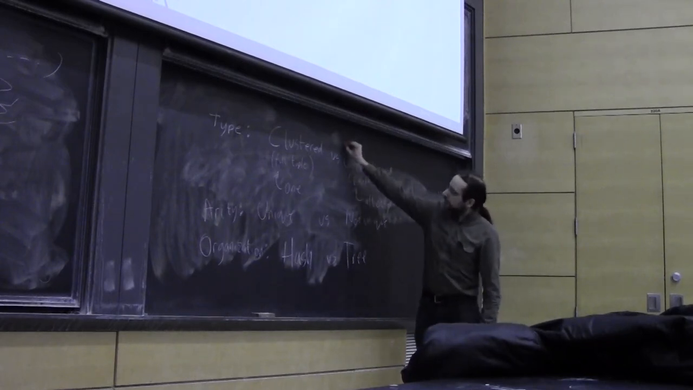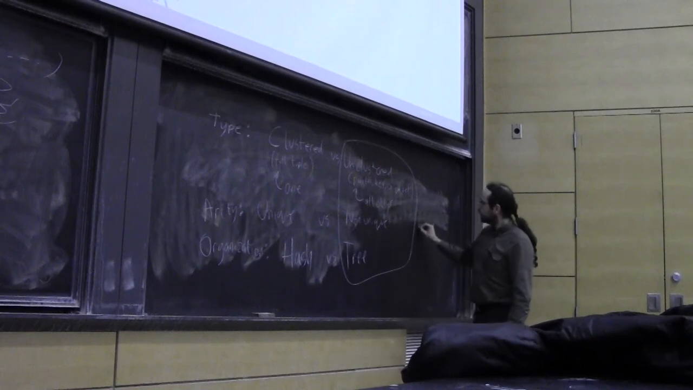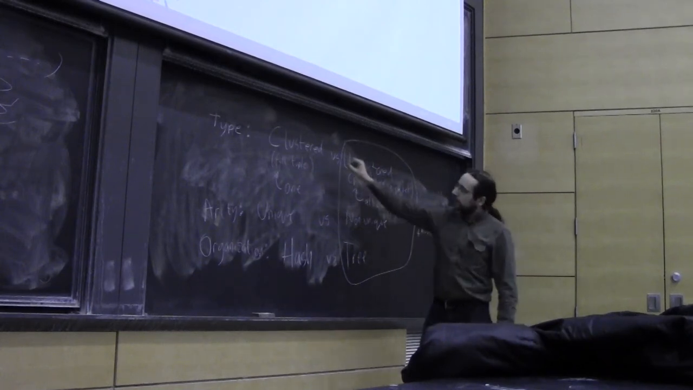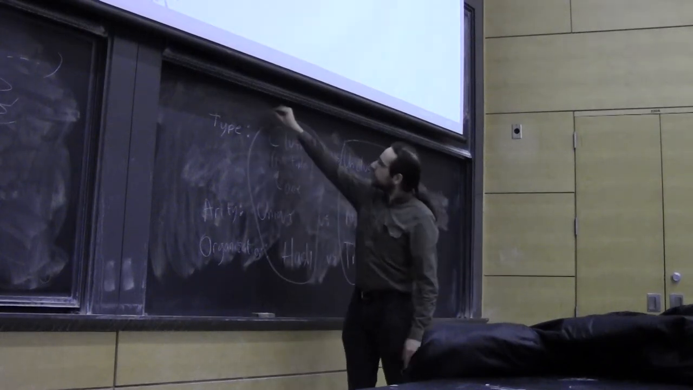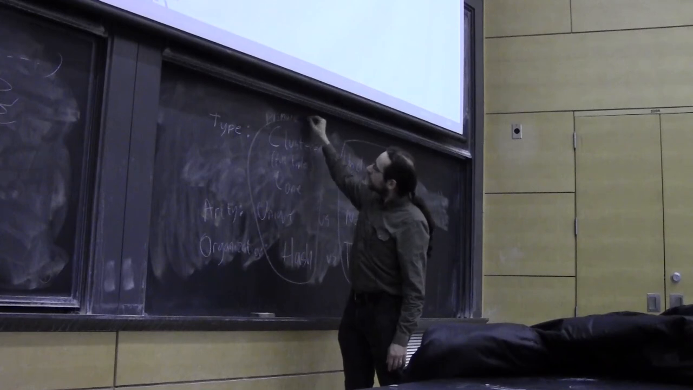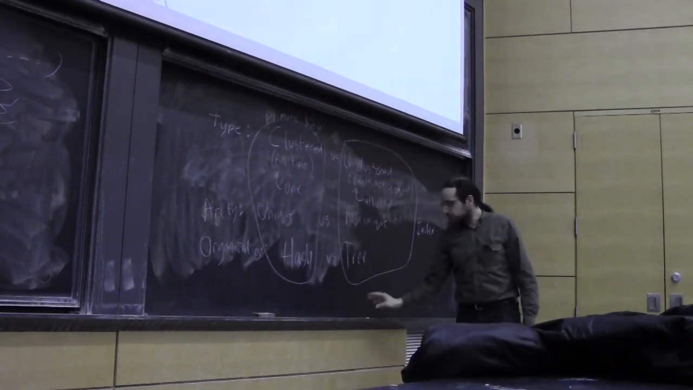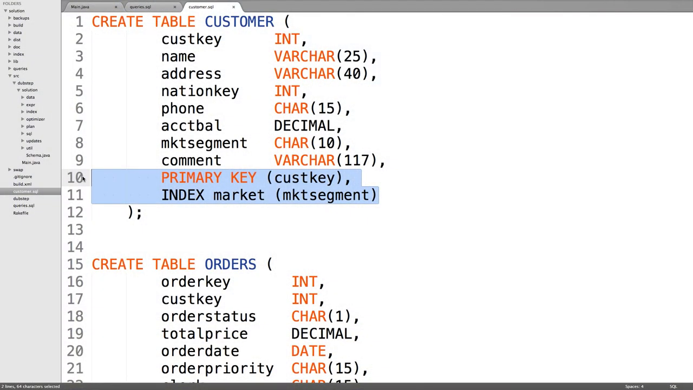More precisely, like I said, there are two types of index definitions. In the reference implementation, there are basically two types of indexes. Primary key indexes are organized as clustered unique hash indexes, and all of the other indexes, the ones that are just specified by index, are defined as unclustered non-unique tree indexes. Questions so far?